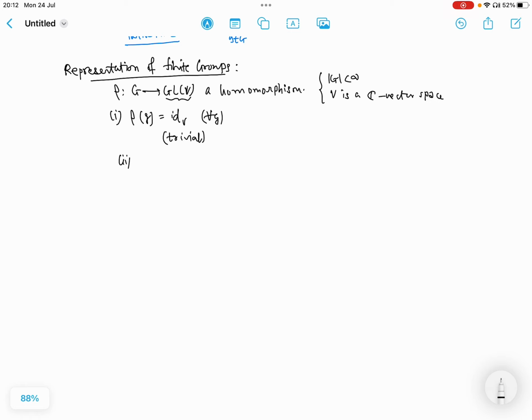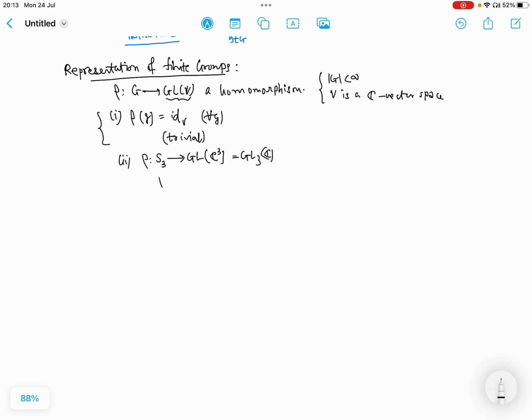Now, this is just the very basic example that you always have, for ring homomorphisms or group homomorphisms. It is always there, so it's not very interesting anyway. Talking about some other examples, let's take the group to be S3, and take a vector space of dimension 3 over C, which is GL3 of C.